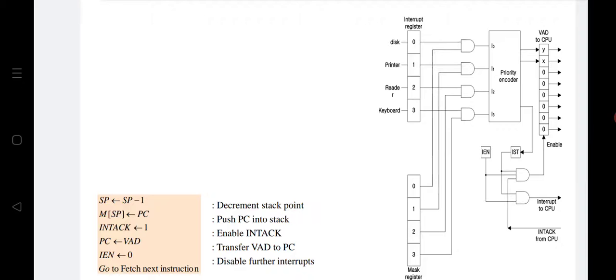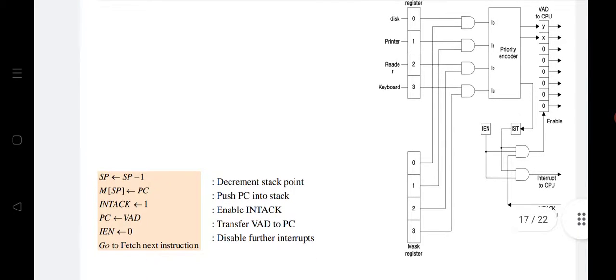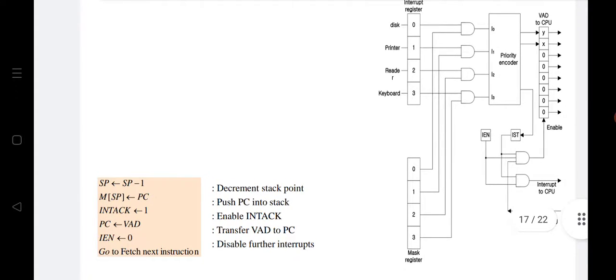Next one is your mask register. If all these registers raise interrupts, then only one needs to be serviced and the rest should be under the masking condition. I need to stop it. That is nothing but your mask register.